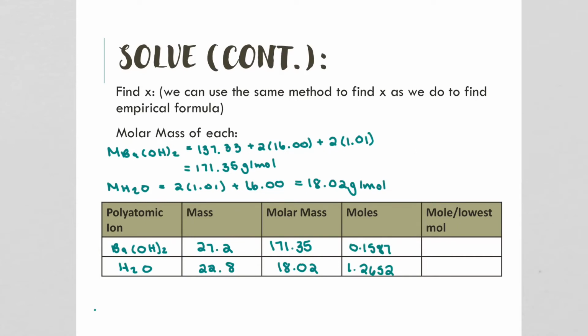So that would be the moles of barium hydroxide. So this will be 1. And the other one will be 1.2652 divided by 0.1587. We get a number that's like 7.97, which is equivalent to 8. So we now know our X value, so it's 8. So the way you would write this formula would be barium hydroxide, then this dot, and then 8H2O.